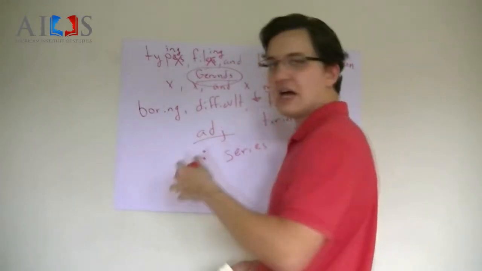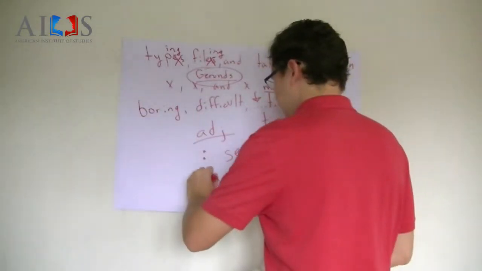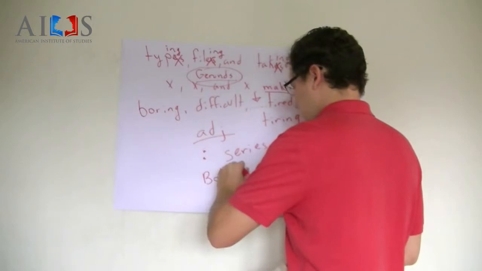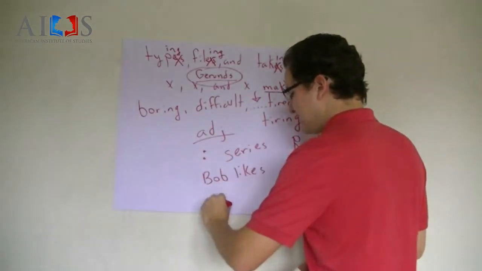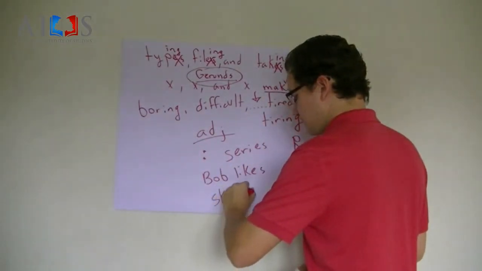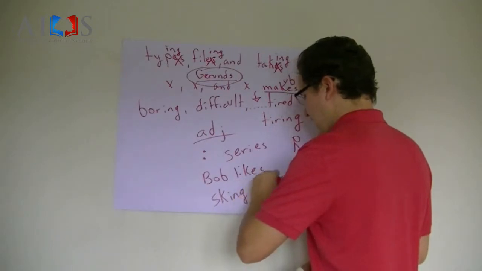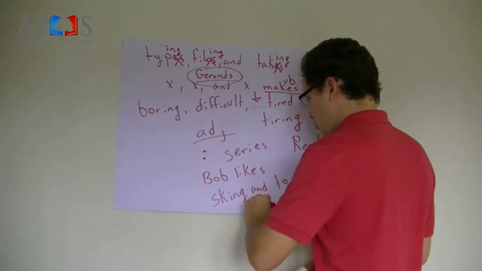So for instance, if I make a new sentence, Bob likes skiing and to swim.